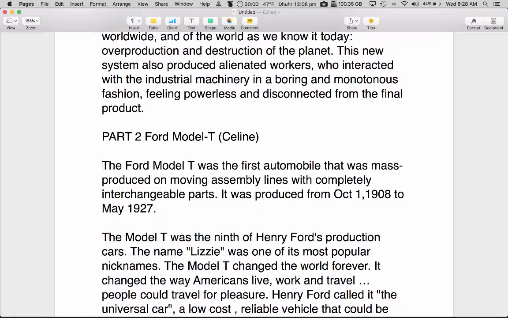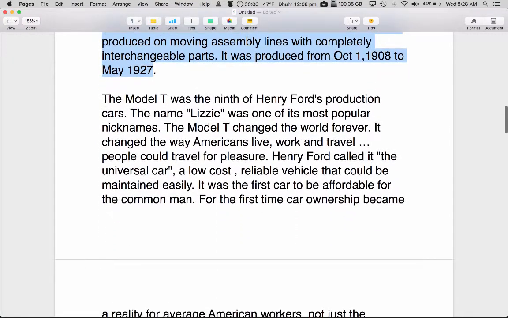Hi, everybody. I'm Celine. The Ford Model T was the first automobile that was mass-produced on moving assembly lines with completely interchangeable parts. It was produced from October 1st, 1908 to May 1927. The Model T was the 9th of Henry Ford's production cars. The name Lizzie was one of its popular nicknames. The Model T changed the world forever. It changed the way Americans live, work, and travel.